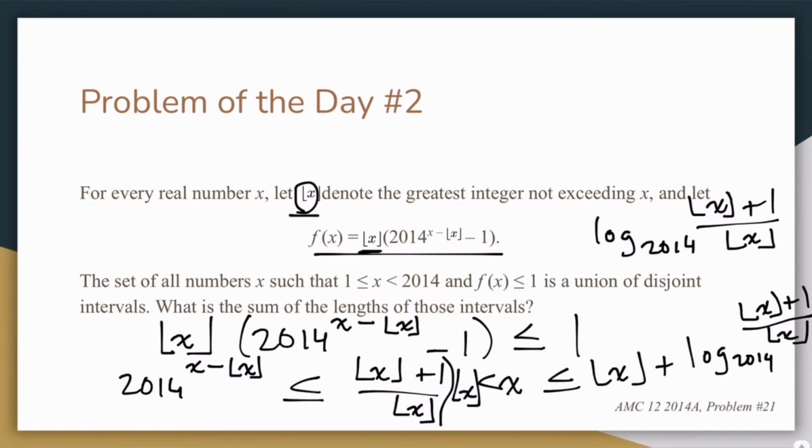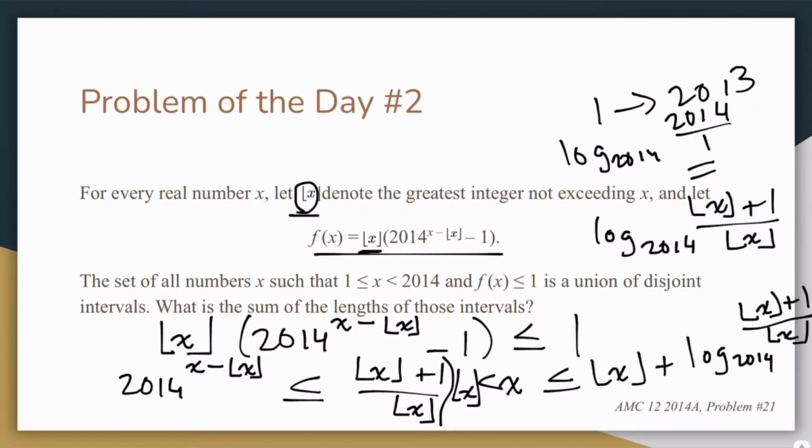And we can find all of the floors that are possible. So this is from 1 to 2013. And using the sum of logs formula, we get that this is log base 2014 of 2014 over 1, which we can get is just 1.